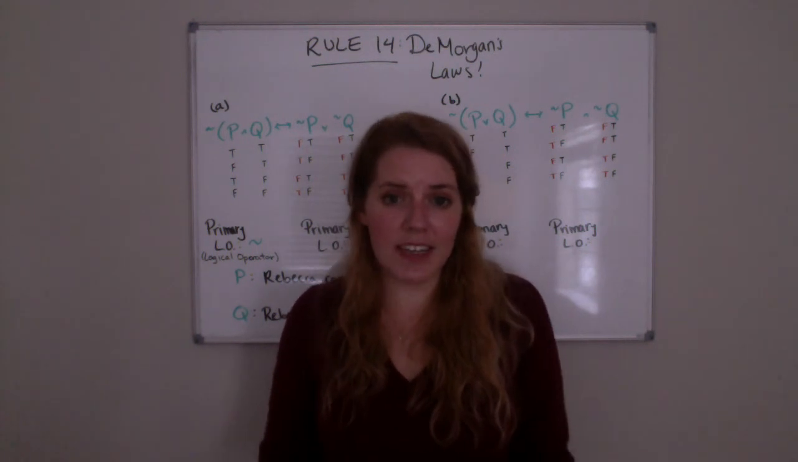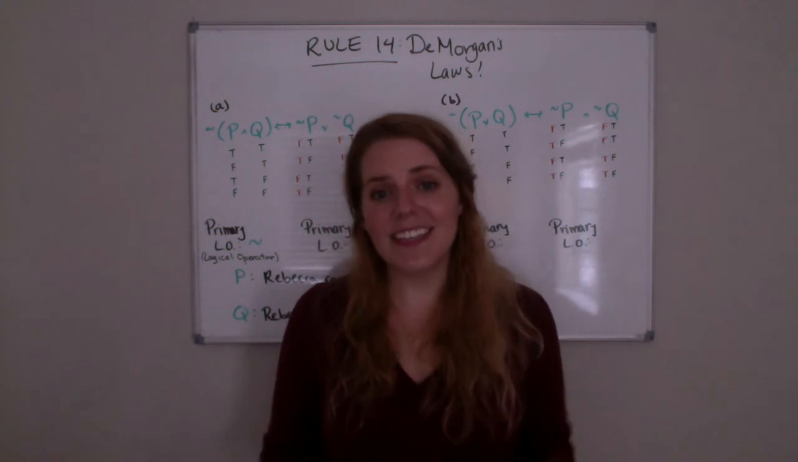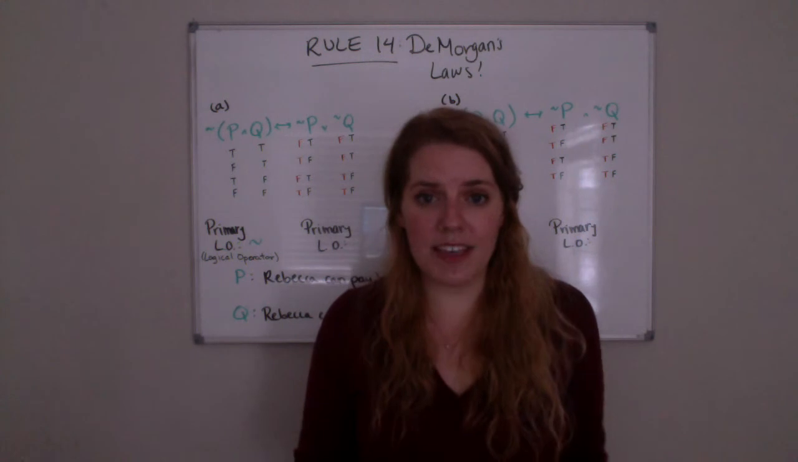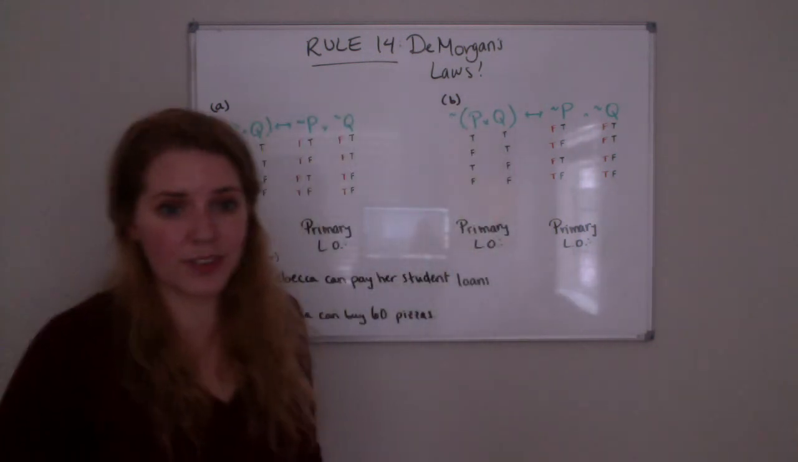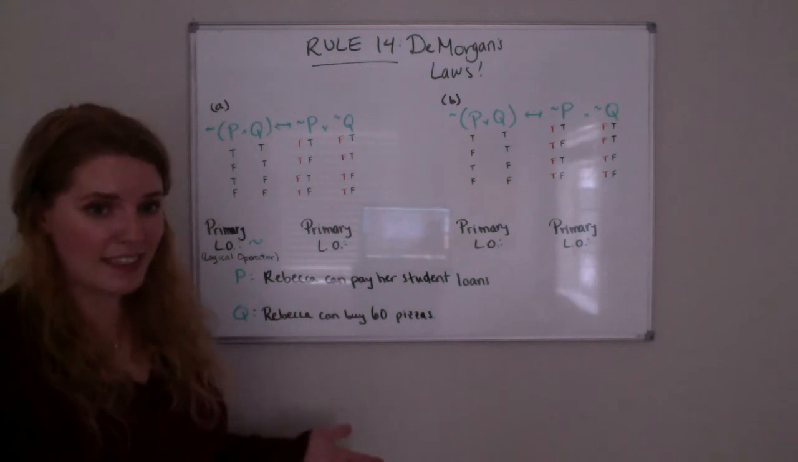We're going to start with an example. We're going to fill in P and Q with some content to think about how this would work in a real-life situation. So let's say that P stands for Rebecca can pay her student loans. And let's say that Q stands for Rebecca can buy 60 pizzas.